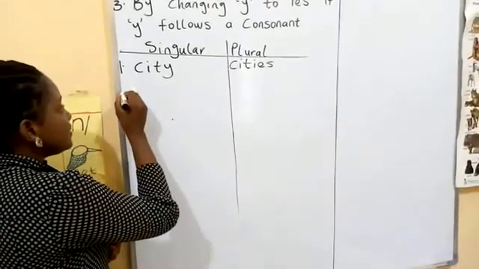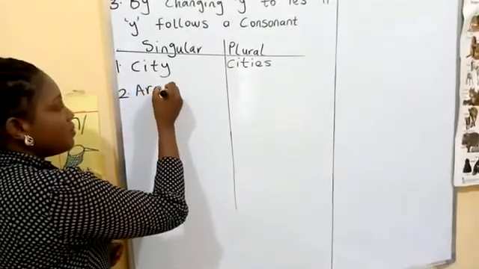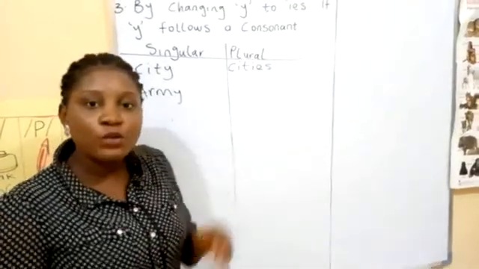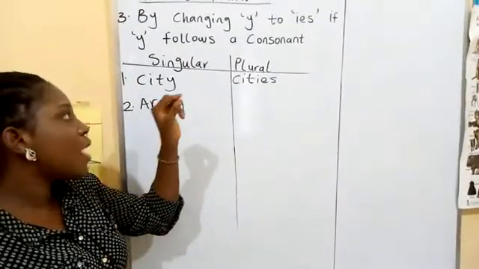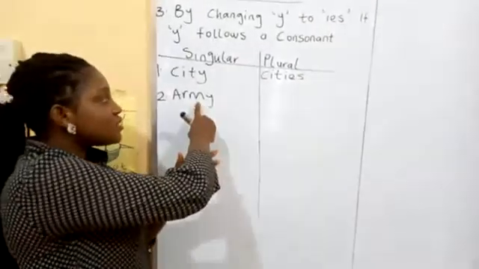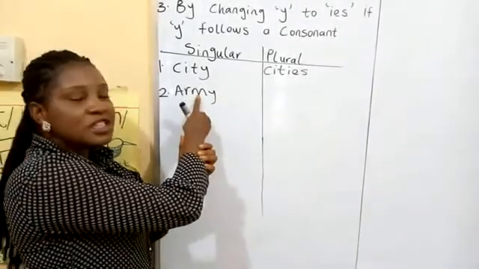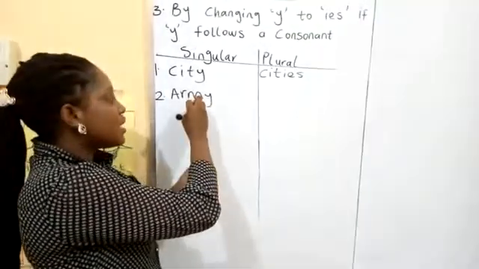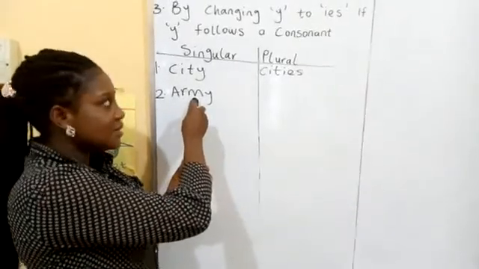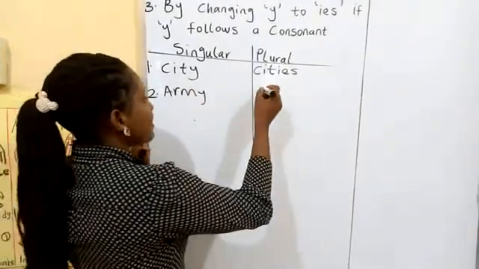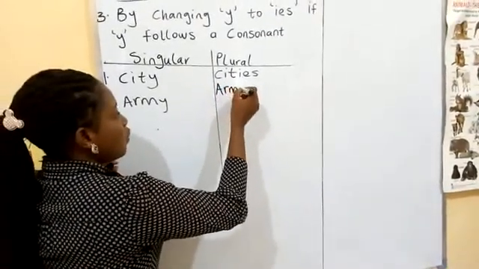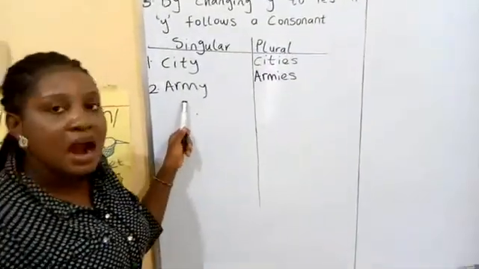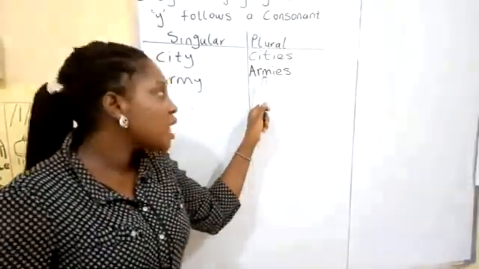So we see words like this. Army. So now for us to form the plural for army, what will we do? We change this y to IES. Why do we do that? Because the y follows a consonant. M is not a vowel but a consonant. So we change the y that follows a consonant to IES. Okay, let's do it together. We have arm. We change the y to IES. So the plural for army is what? Armies.